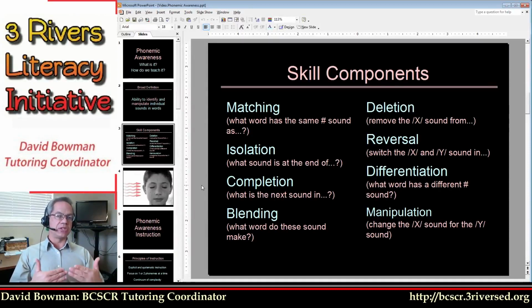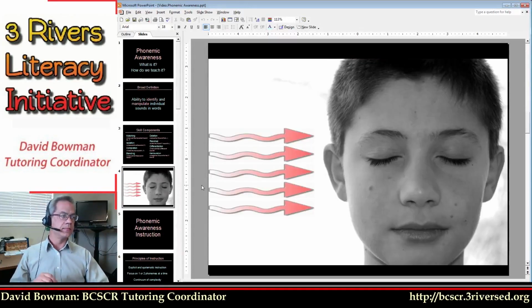So that's manipulation, being able to change out sounds and create new words from what the result is of those. So those are the various sub-skills within phonemic awareness. So when we're talking about phonemic awareness, identify and manipulate sounds, we're really talking about all of these various sub-skills here. But there's one very important point that needs to be made.